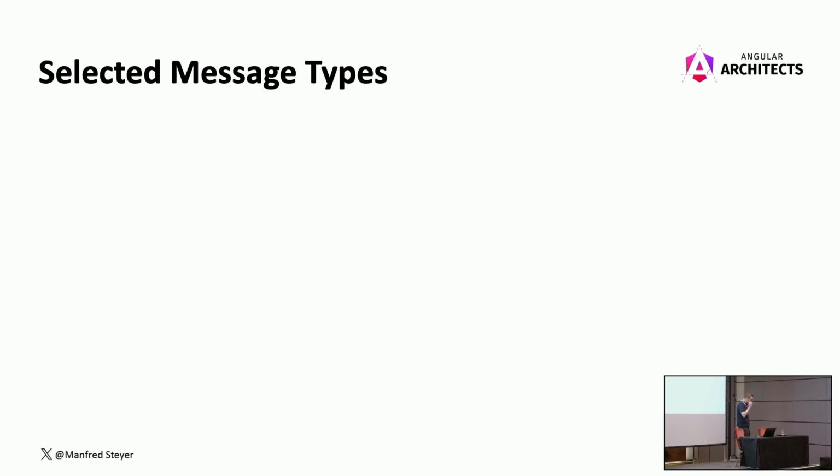When it comes to AGUI, AGUI is mainly defining messages for us. Messages to inform the client about what's going on in the backend. And this is necessary, because when we have an agentic workflow, this workflow will take some time. And so we need to inform the client on a regular basis what's going on there.